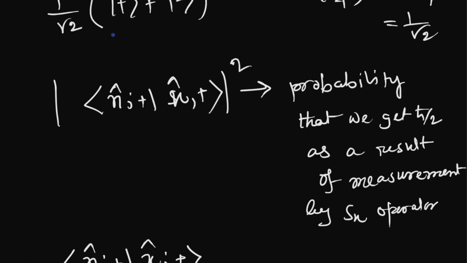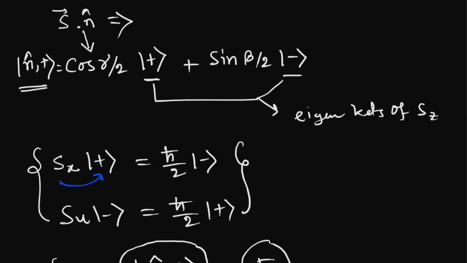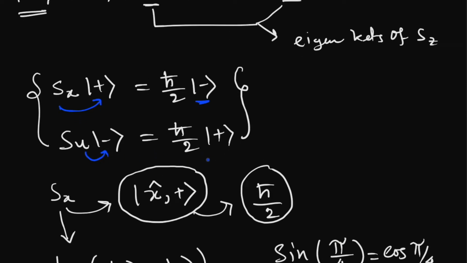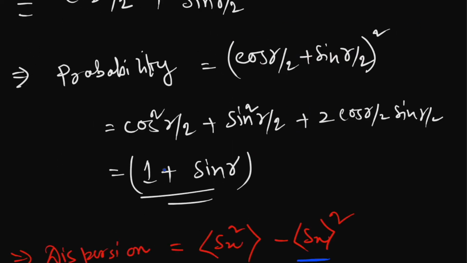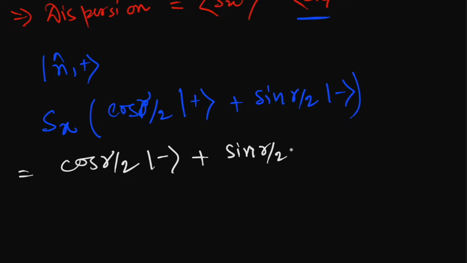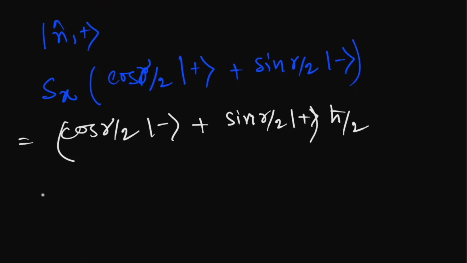And if we use these two relations, that Sx operator on plus will give h cut by 2 and the state will become minus, and Sx operator on minus state will give h cut by 2 and the state will become plus. So if we use these two relations, we will get cos gamma by 2 minus plus sin gamma by 2 plus, into h cut by 2. What is then the expectation? Expectation will be n cap plus Sx n cap plus.